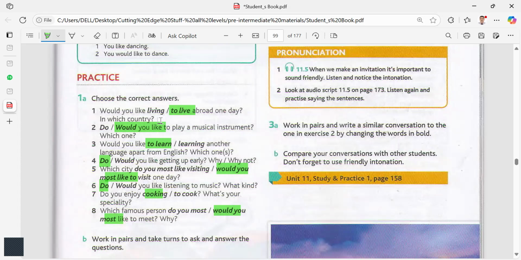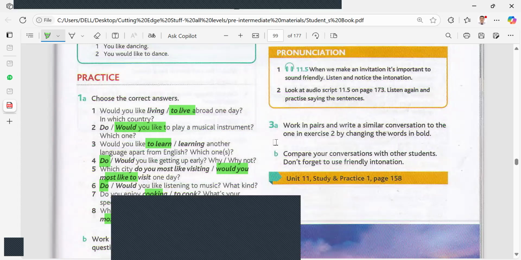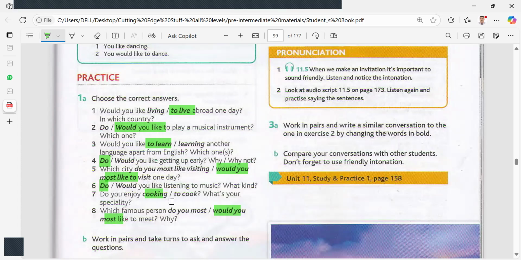Type, would you like to learn another language apart from English? Yes. Which one? Yes, I would. Right. Which city would you like to visit one day? What city? Maybe I'd like to visit London. London, okay.